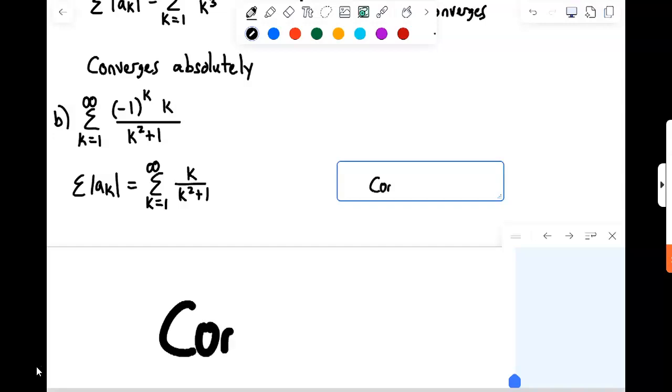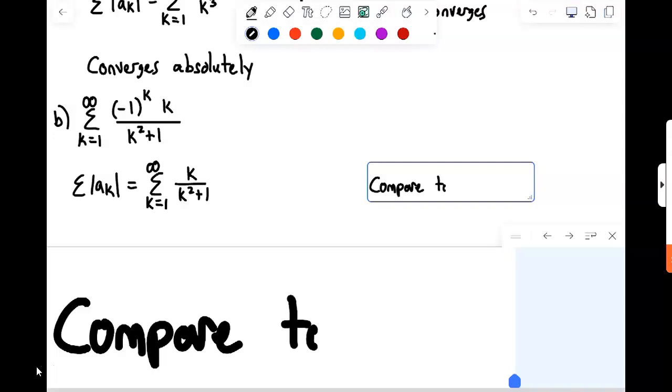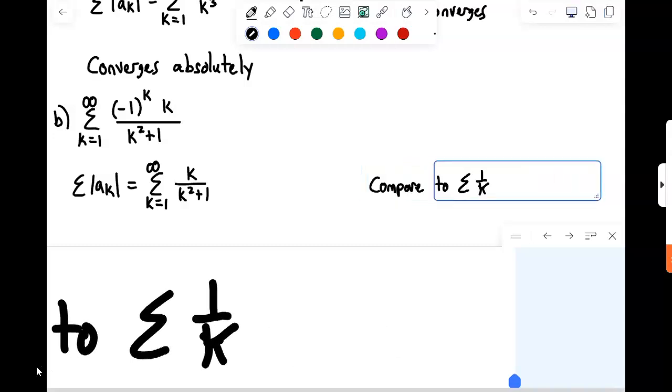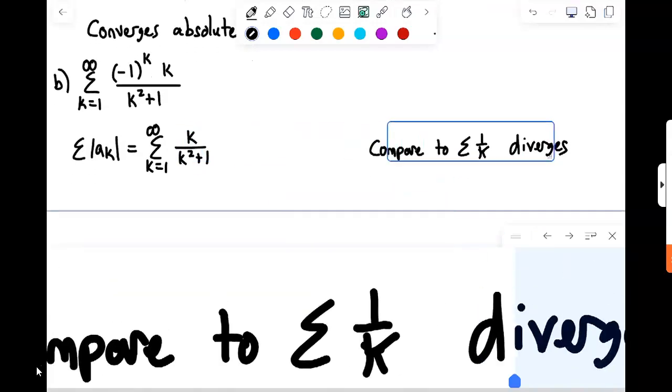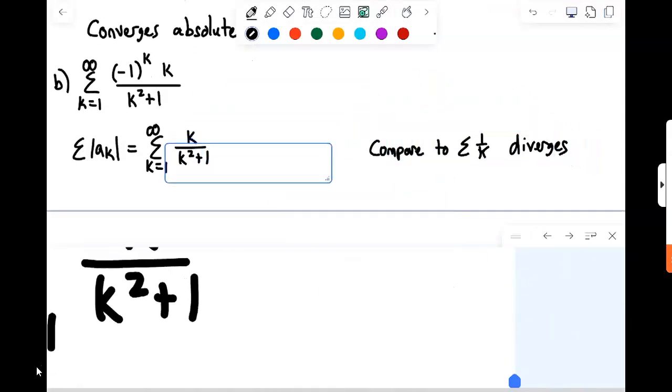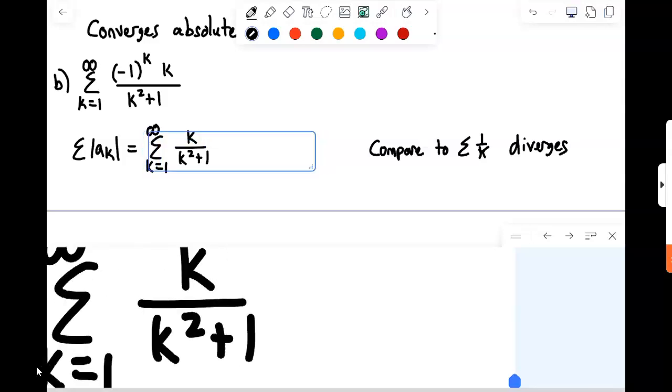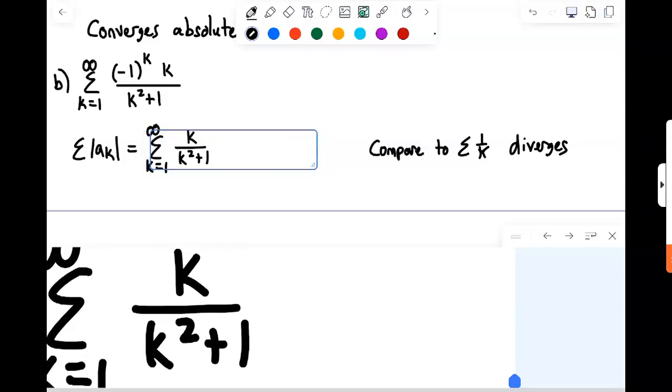So I'm going to compare this using the limit comparison test to the sum of 1 over k, which I know, being the alternating series, diverges. So I'm going to compare it to that. Because it seems like it compares with the 1 over k, there's a big suspicion now that this thing is not going to converge, but let's do the test and see what it says.